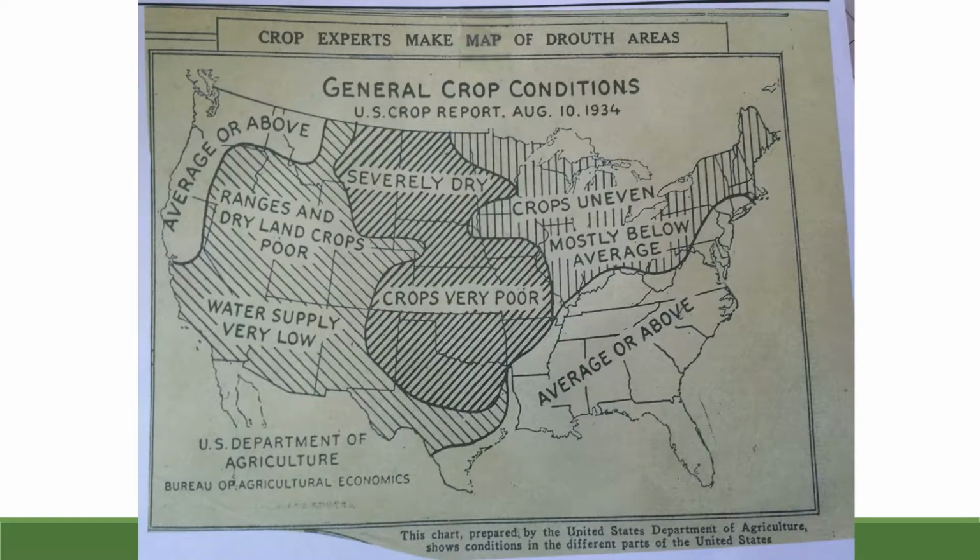So going back over time, this map says August 10th, 1934. USDA was trying to show the impact of drought to crops around the country, and this was something that they put out to try and show where crops are poor, where water supply is low, average or above average down in the southeast, but they were really trying to do this.